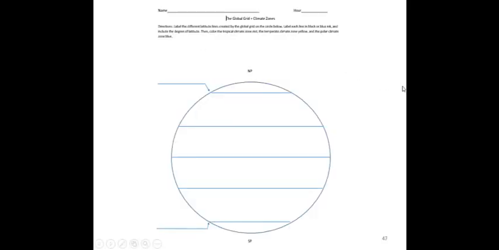So again, an extension to this part of the lesson can be found on the Weebly under the extension link. This is the Global Grid and Climate Zones extension. Your directions here are to label the different latitude lines created by the global grid on the circle below. Label each line in black or blue ink and include the degree of latitude. You can put that degree right on the lines within the circle. That's no big deal there. After that, color the tropical climate zone red, the temperate climate zone yellow, and the polar climate zone blue.